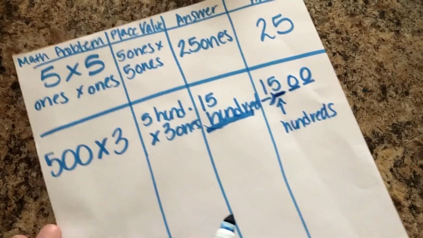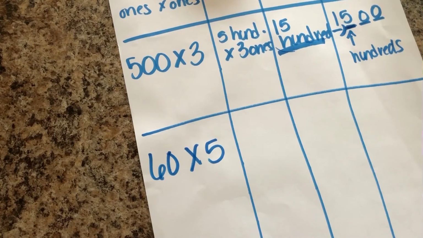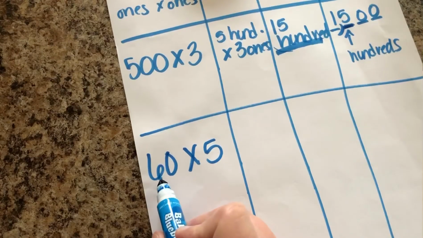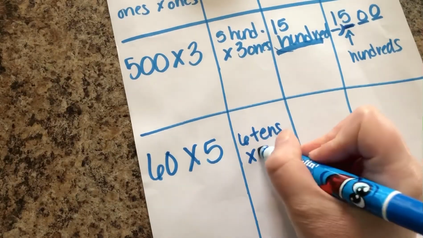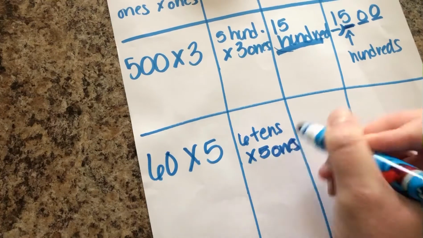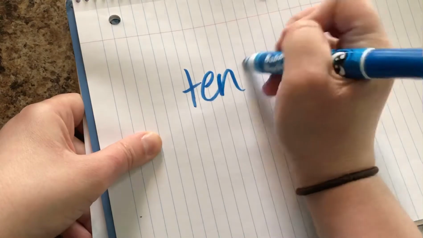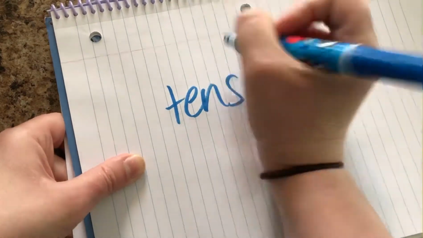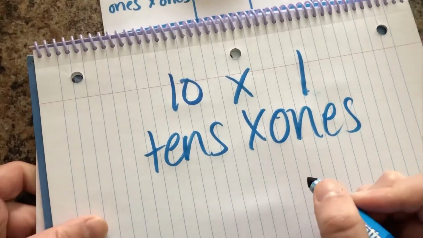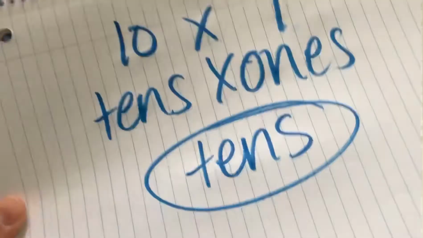Okay, so let's go on to the next one. The next one looks like it's a 2-digit by a 1-digit. So let's do 60 times 5. Okay, so what do I have here? I have 6 tens, and I'm going to multiply it by 5 ones. Okay, let's go back. What do we know? So we know that we have tens, and we're multiplying it by ones. Remember, anything multiplied by 1 is itself. So that means that my answer is going to be in the tens place value.